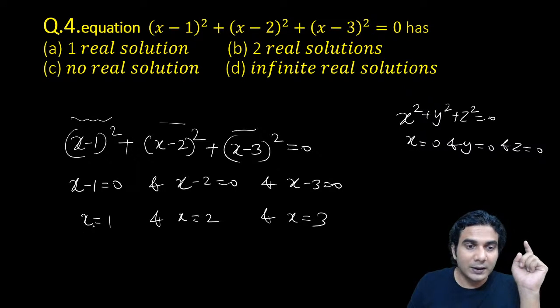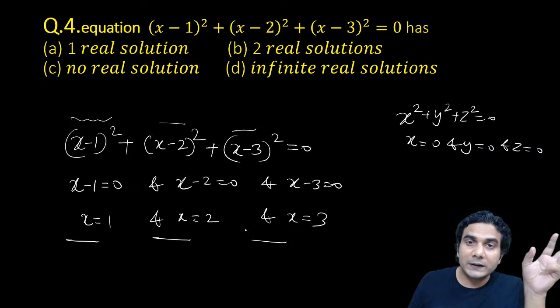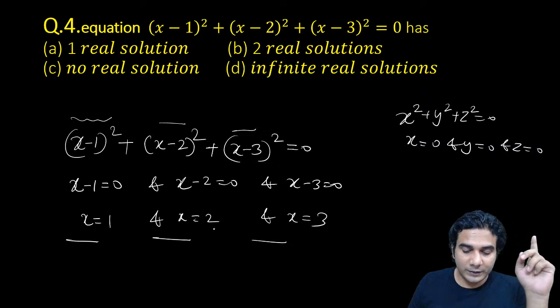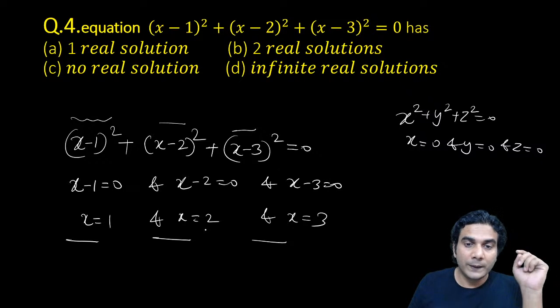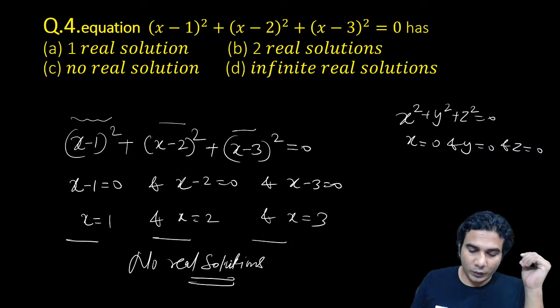If we would have got one common value in all three equations, then for that particular value, all three expressions would have become 0 simultaneously, and then that could be the answer. But we are not getting any common value, so that means there's no real solution for this particular equation. This equation can never be 0, right? It is always positive, so no real solutions. All right, so I hope it is clear.